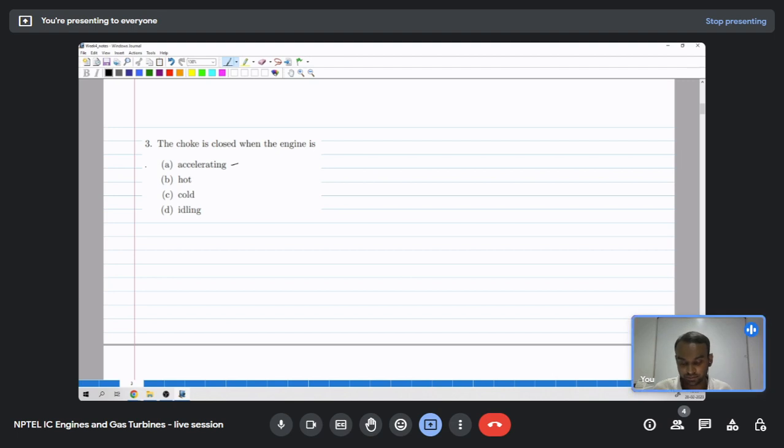No, actually choke is closed when the engine is cold, because this is like so. We have a carburetor, and we have the throttle plate here, and we have a choke which will obstruct this passage further.